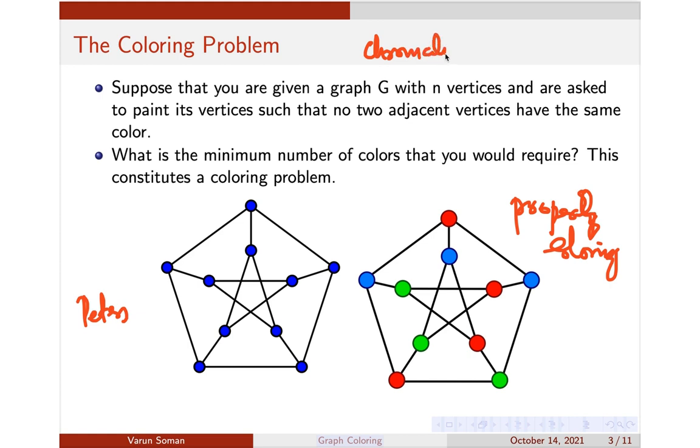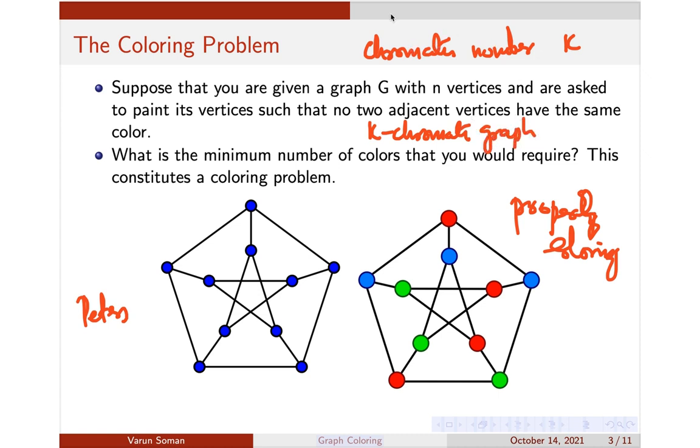So what's a chromatic number? The chromatic number is the minimum number of colors required to properly color a graph. It is usually denoted by the symbol kappa, or we'll call the graph a kappa-chromatic graph. So these are the main ideas here. I have given two more concepts here.